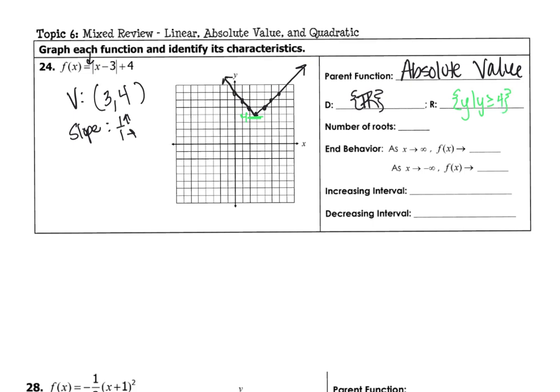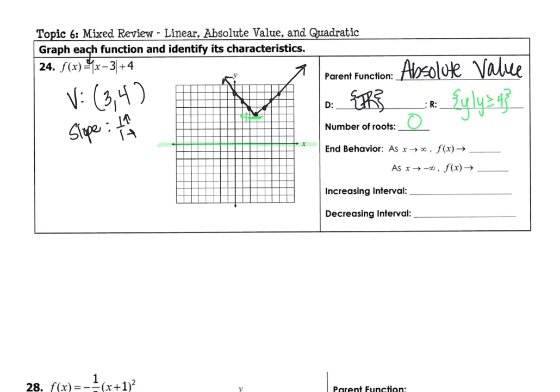Now roots mean how many times do we cross the x-axis? That's going to be a big deal next chapter. So here's my x-axis. Does my V ever pass through here, and will it ever? It doesn't. My vertex is above the x-axis and my arrows are going up. So on this, we have 0 roots.